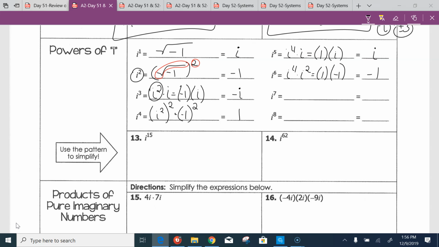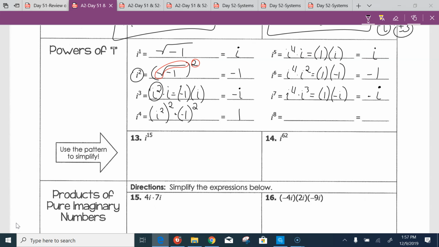How about i to the 7th? i to the 7th is the same thing as i to the 4th times i to the third power. i to the 4th, we already know, is positive 1. And i to the third power, we know, is negative i. So positive 1 times negative i leaves you with negative i.